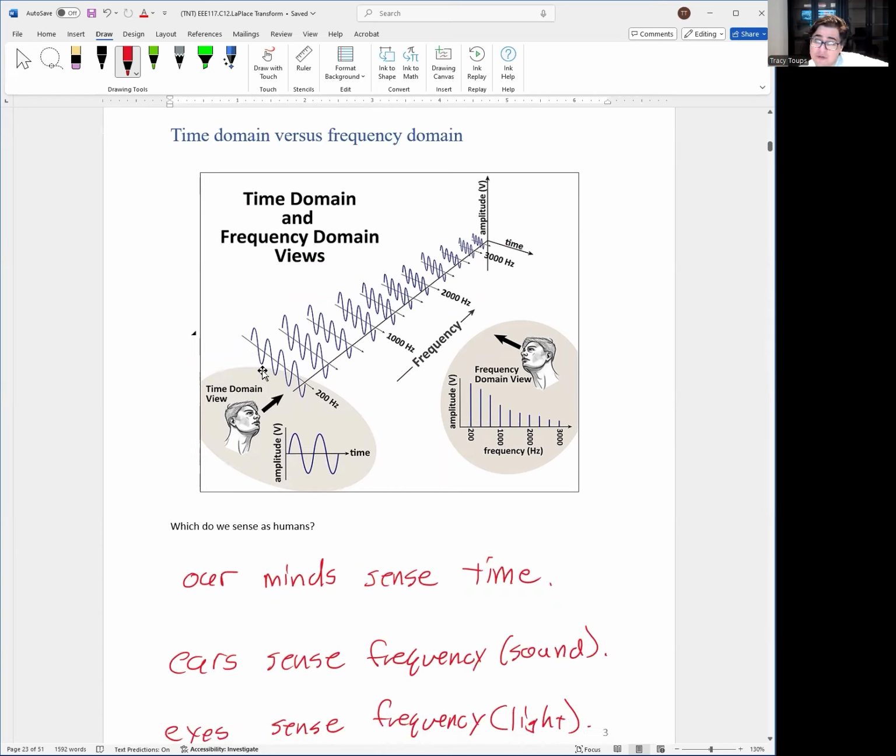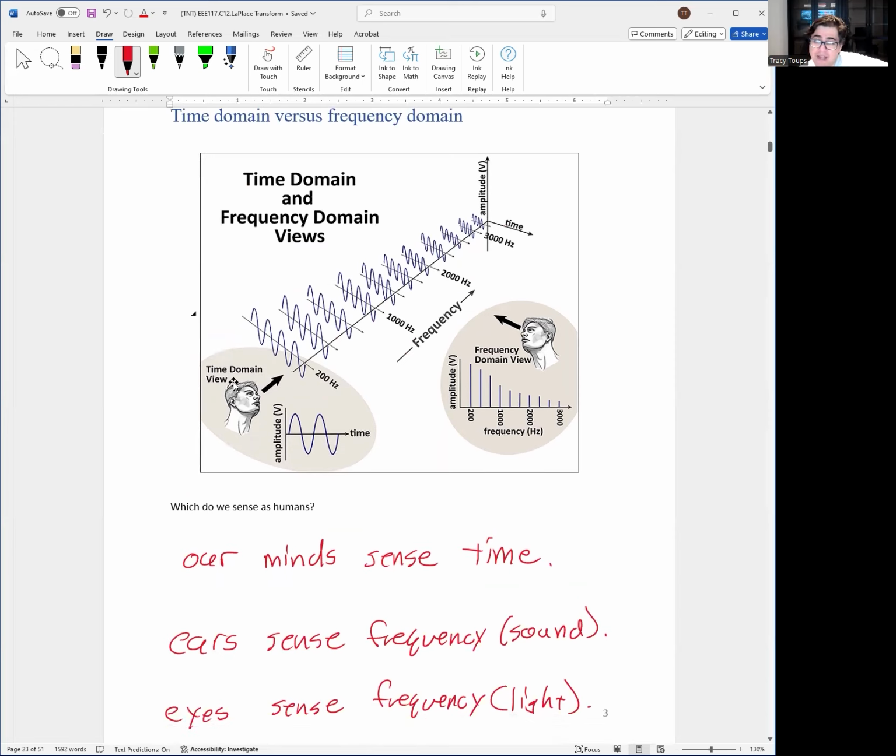As humans, we can sense both time and frequency. Now, the time domain viewpoint for a human is, in my opinion, our mind senses time. Honestly, time is an abstract quantity that humans made up.